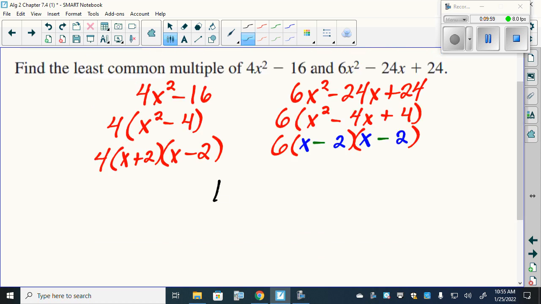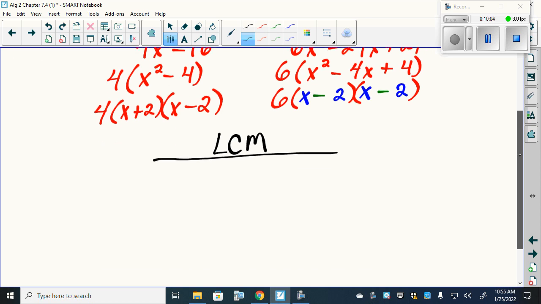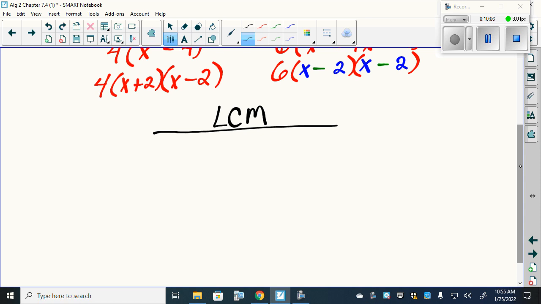Which leads us to find the least common multiple. So when we find least common multiple, really we're wanting to find the smallest thing that we can turn both expressions into. What do we need to do to make both of these expressions be the exact same? Now the first thing I would look at is the 4 and 6. Now there's two ways we can look at this. One of them is rewriting these as a prime factorization, breaking it down into a multiplication of their smallest parts.